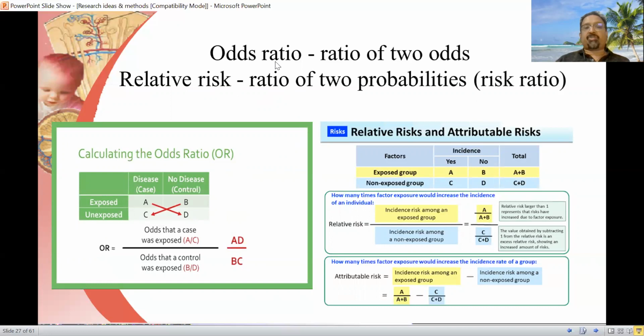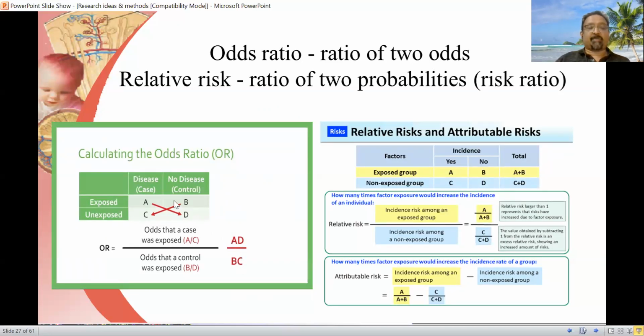So the odds ratio is a ratio of two odds. For example, you're doing a prospective study, your odds of developing a side effect is so much with this particular vaccine, and then your odds of having a side effect is that much with a placebo. Then how do you compare that odds ratio? You compare it by doing this calculation, AD by BC.